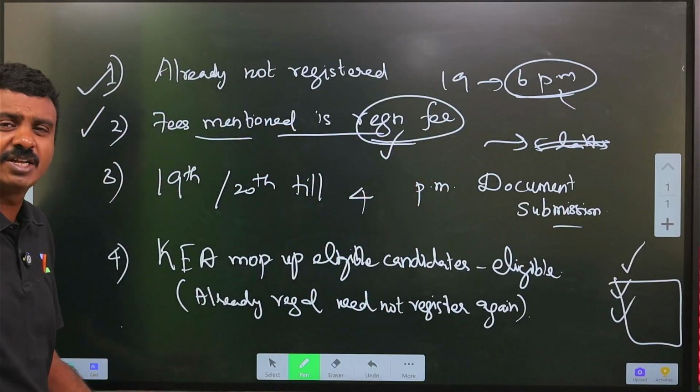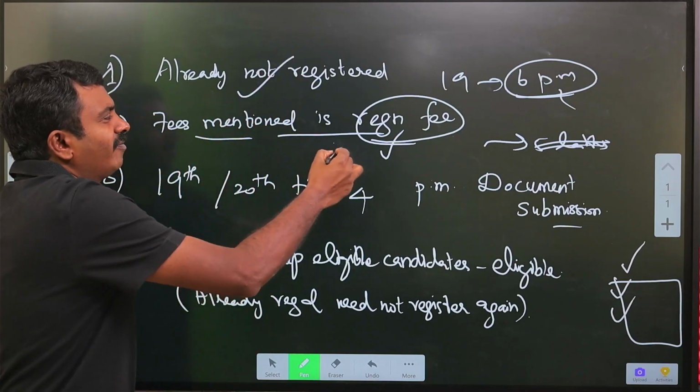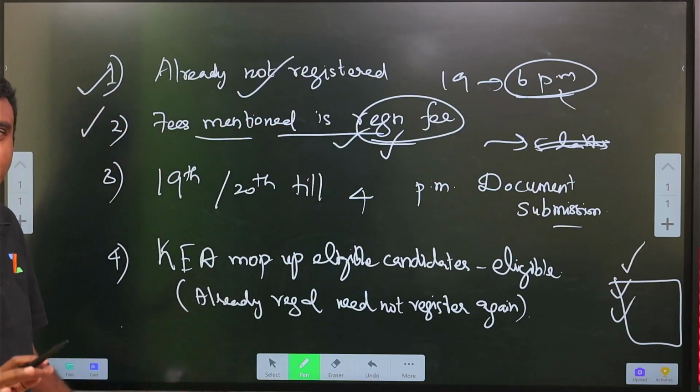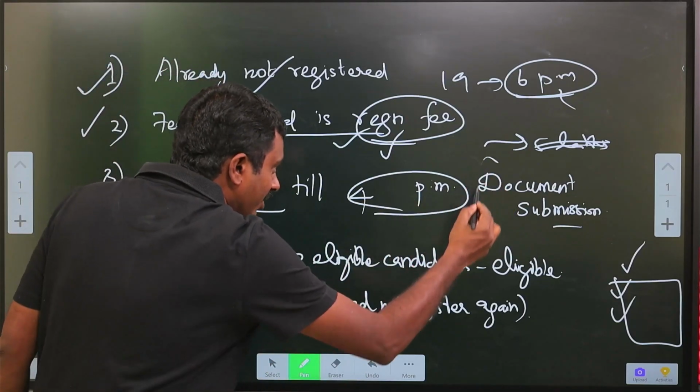Based on whether you are from Karnataka or outside Karnataka, the registration form will ask for a registration fee. That is enough to be submitted, but ensure that you submit it at the earliest. 19th or 20th till 4 PM, you can submit your documents.